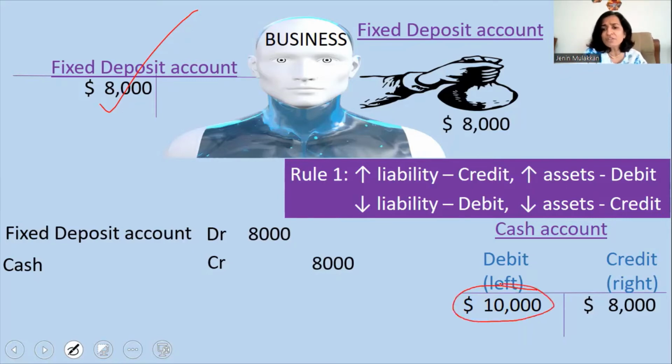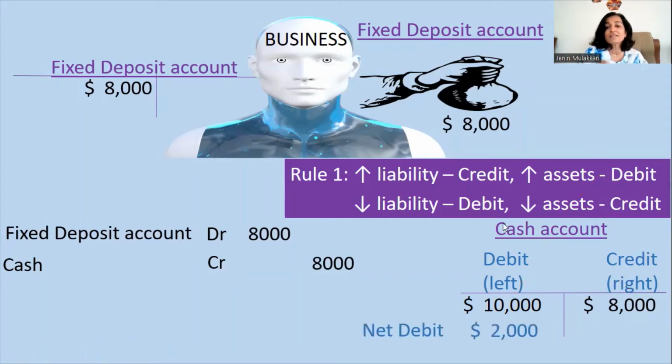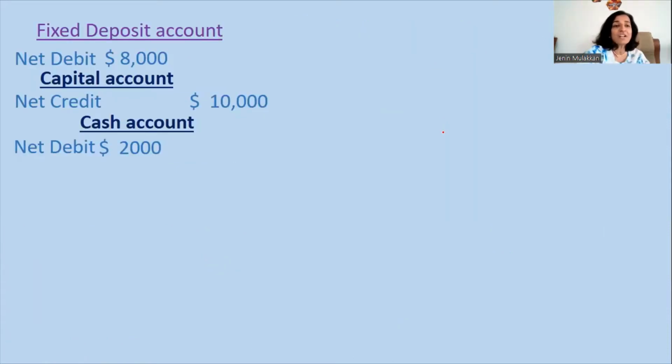Out of $10,000, $8,000 has already gone out of the business. So what is the balance left? Balance is the net debit, that is $10,000 debit minus $8,000 credit. So the net debit in the cash account works out to $2,000. So right now, the final balances in the accounts that we have created are: cash account, there is a net debit of $2,000. Fixed deposit with the bank is $8,000. And the capital account, that is the amount that you have invested in the business, is $10,000.